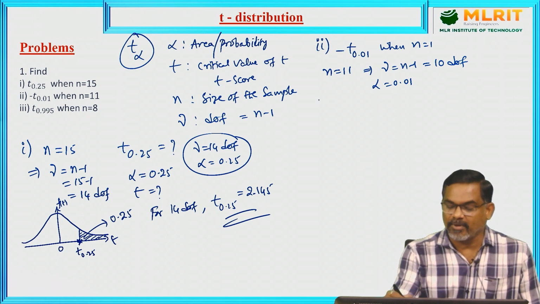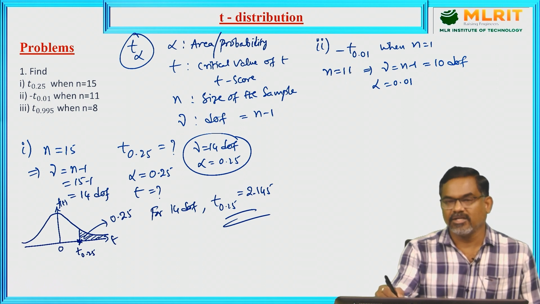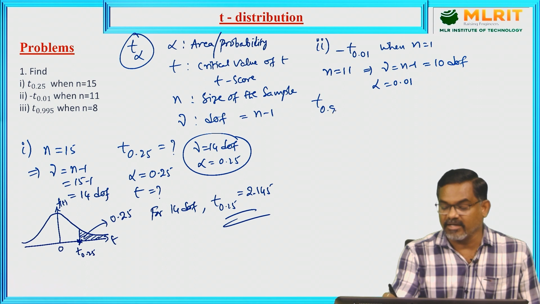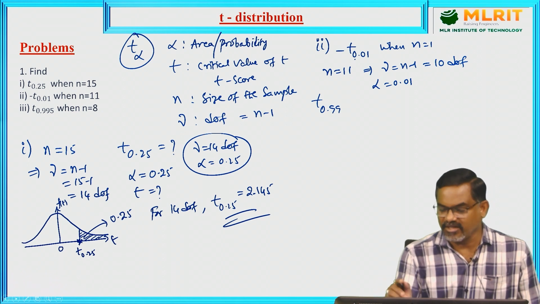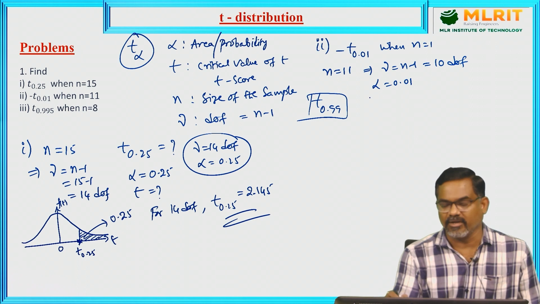We use that property when the value is more than 0.2 or 0.3. So, for example, if t 0.99 is given, then we use that particular formula. Here t 0.01 is available in the t distribution table itself, so we do not use that property here. Directly we can find t 0.01.